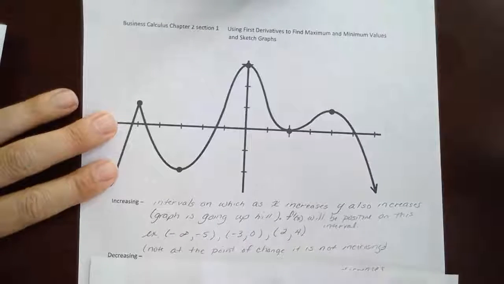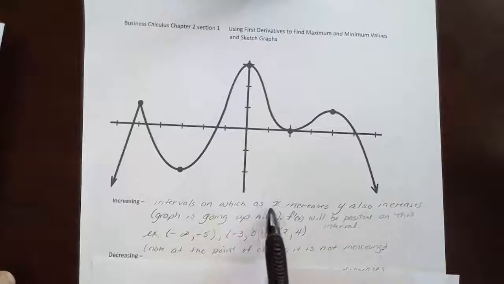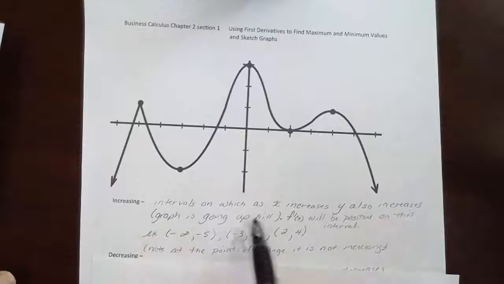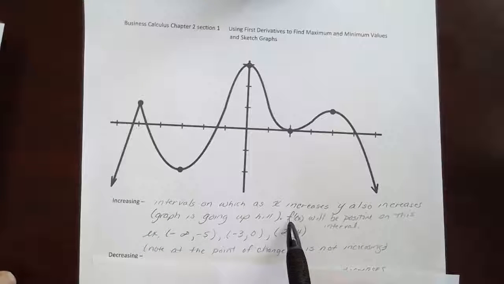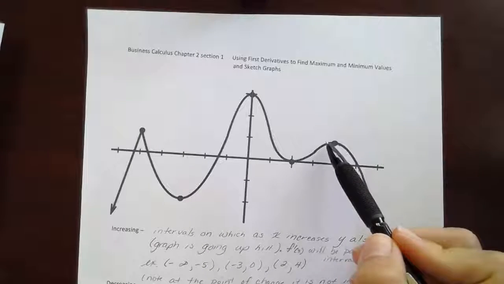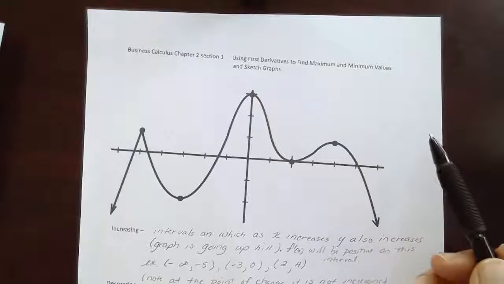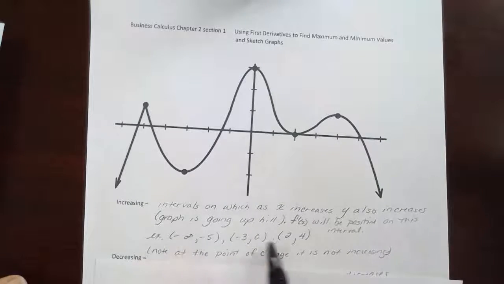So increasing means intervals on which as x increases, y also increases, which means your graph's going uphill. The derivative evaluated at those x values will be positive, because if you think about drawing tangent lines on any of these intervals, they're all going uphill. They all have positive slopes. So here are those intervals.